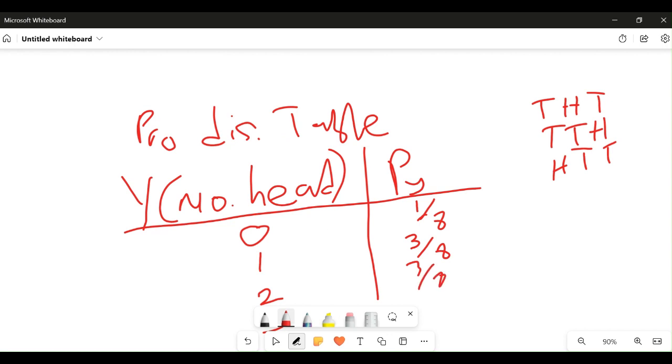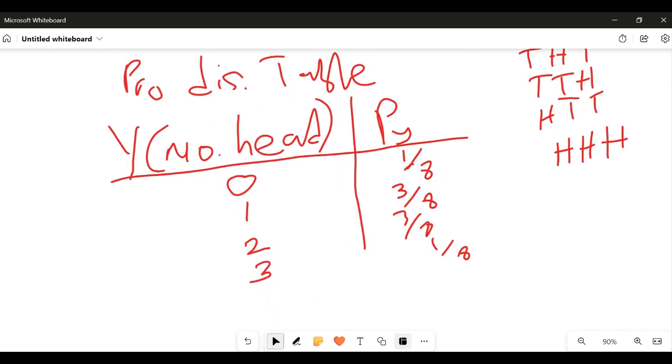Now, what's the probability of having three heads? The only place where we have three heads from our random experiment is head, head, head. So the probability of having three heads will be 1 over 8.